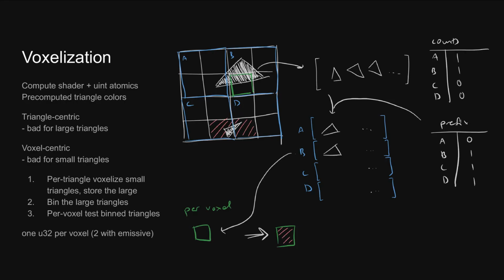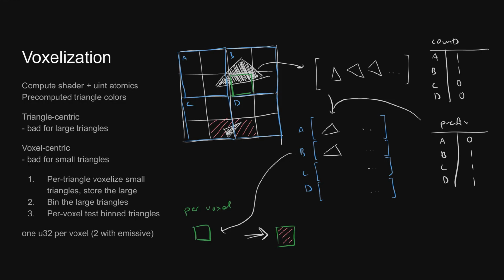Voxel-centric is nice because it makes blending easier, but it performs really badly if you have a lot of triangles, especially a lot of small triangles that aren't intersecting many voxels. Triangle-centric, on the other hand, performs really badly if you have really large triangles, and especially really differently sized triangles, because you end up with some invocations of the shader taking a long time and some going very quickly. So the strategy is going to be to do both to try and mitigate the weaknesses of them.